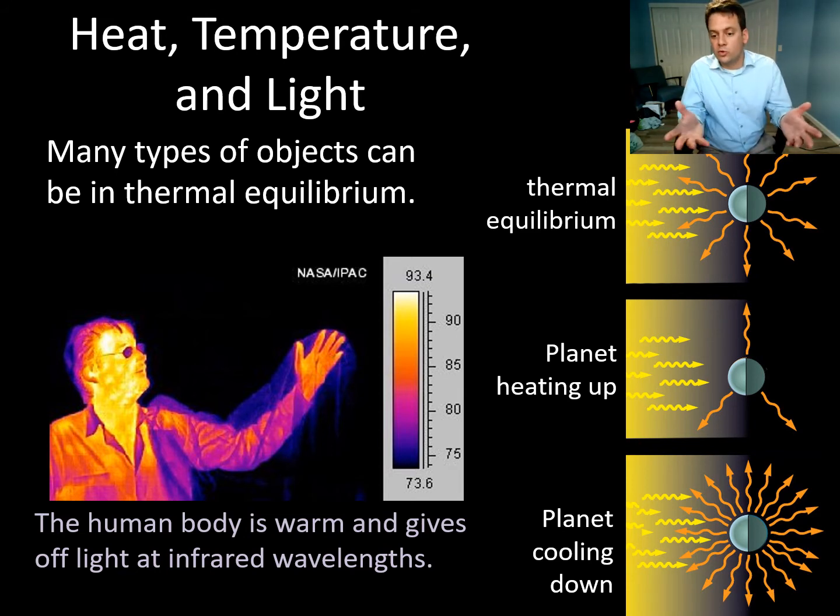And again, this would be true of anything. It wouldn't have to be a planet. We're just using a planet here as an example. But thermal equilibrium, to come back to the main concept here, is just a state where the rate at which you are absorbing energy is equal to the rate at which you are emitting energy. And if those two rates are out of balance, then you're going to either heat up or cool down, depending upon which rate is greater.